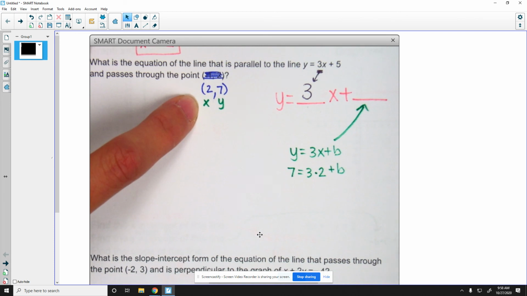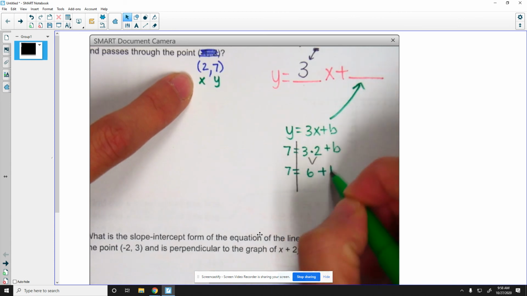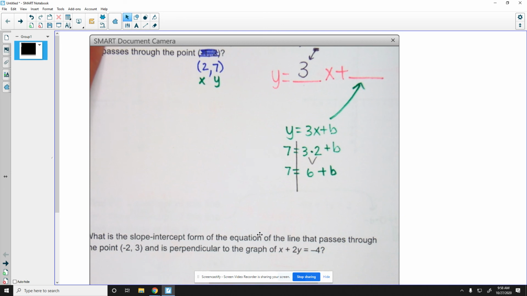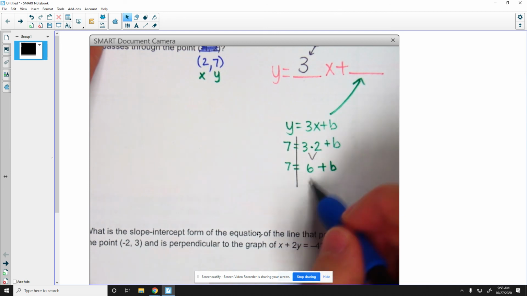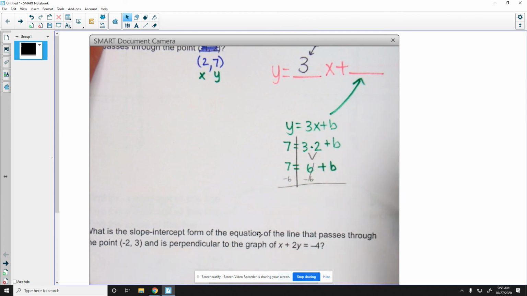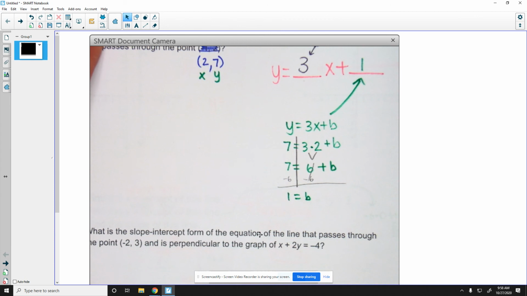So at this point, I would solve for b. So multiply that. So I have 7 equals 6 plus b. Now what do I do, guys? Minus 6 on both sides. So I get 1 equals b. So b is 1, and boom, that's my answer, y equals 3x plus 1.